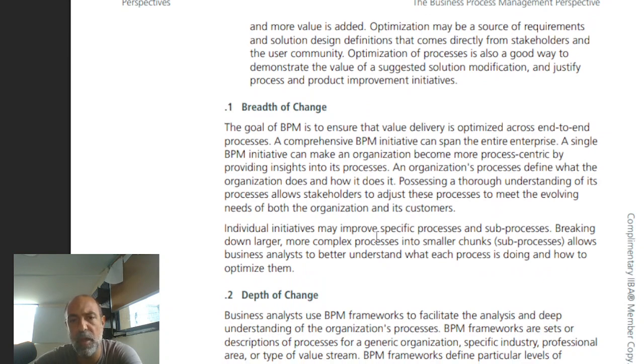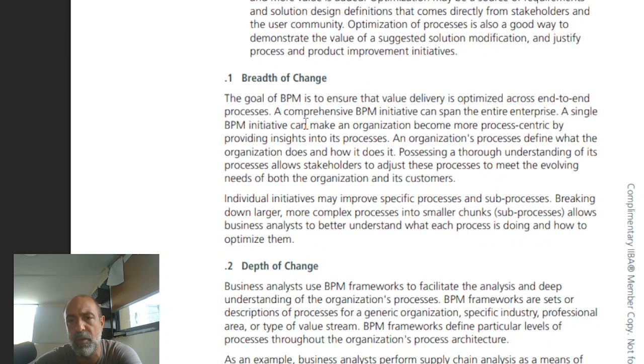What's the breadth of change? The goal of BPM is to ensure that value delivery is optimized across end-to-end processes. A comprehensive BPM initiative can span the entire enterprise. Maybe, well, it depends, exactly, it can. It can make an organization become more process-centric by providing insights to its processes, and an organization's processes define what the organization does and how it does it.